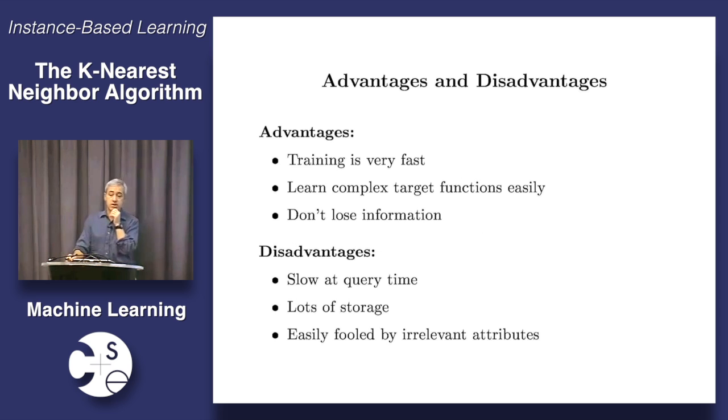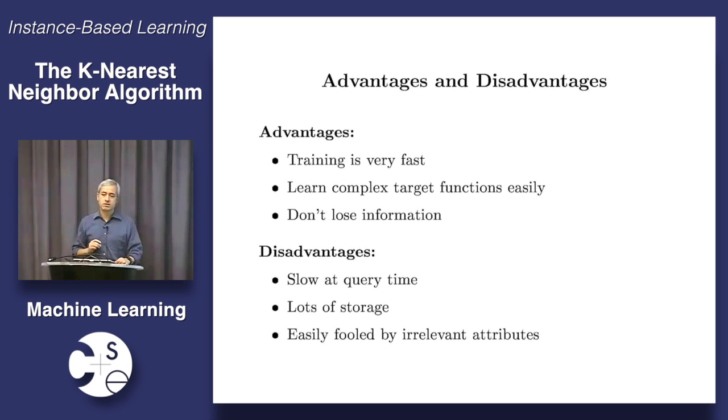So, as with all methods, it's good to bear in mind what the advantages and disadvantages of this are. What are the advantages of nearest neighbor methods and instance-based learning in general? Well, obviously, one key advantage is that the training is very fast. Truth in advertising, once we get to some of the fancier versions of this, that speed at training time can disappear. But at least in the basic version, training can take no time.